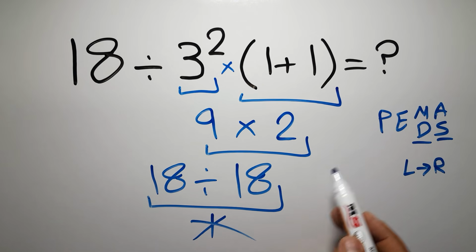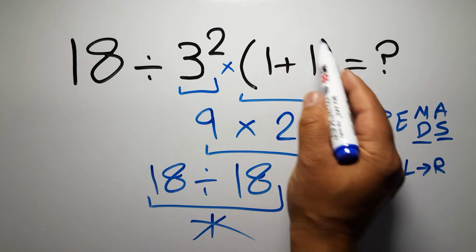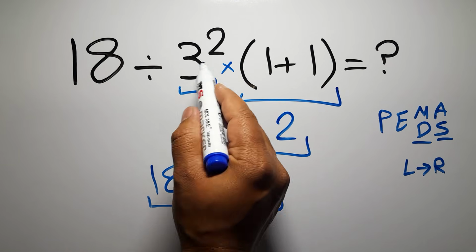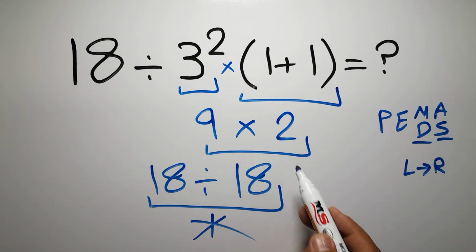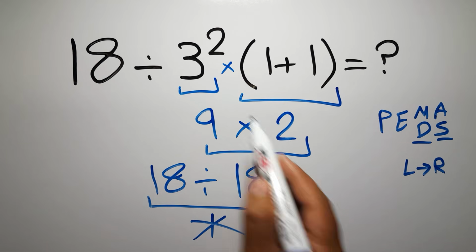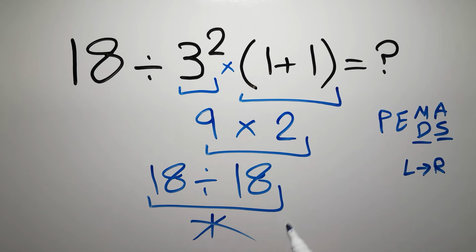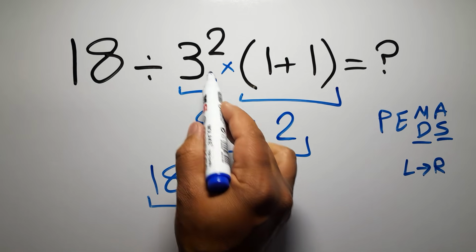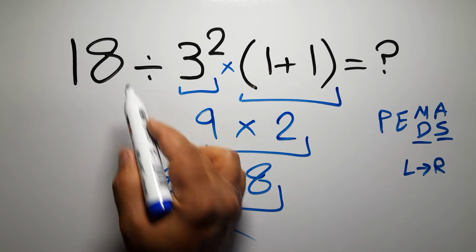Okay, according to the order of operations, first we have to do this parenthesis, then this exponent, then this division, and finally this multiplication. If you do this multiplication before this division, it is wrong.